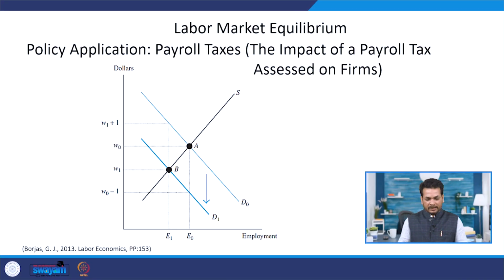So, let us try to understand what happens to wage and employment when the government imposes a payroll tax on the employers through our standard economic model of demand and supply. If you look at this graph, on the x axis we have taken employment, on the y axis we have taken wage.